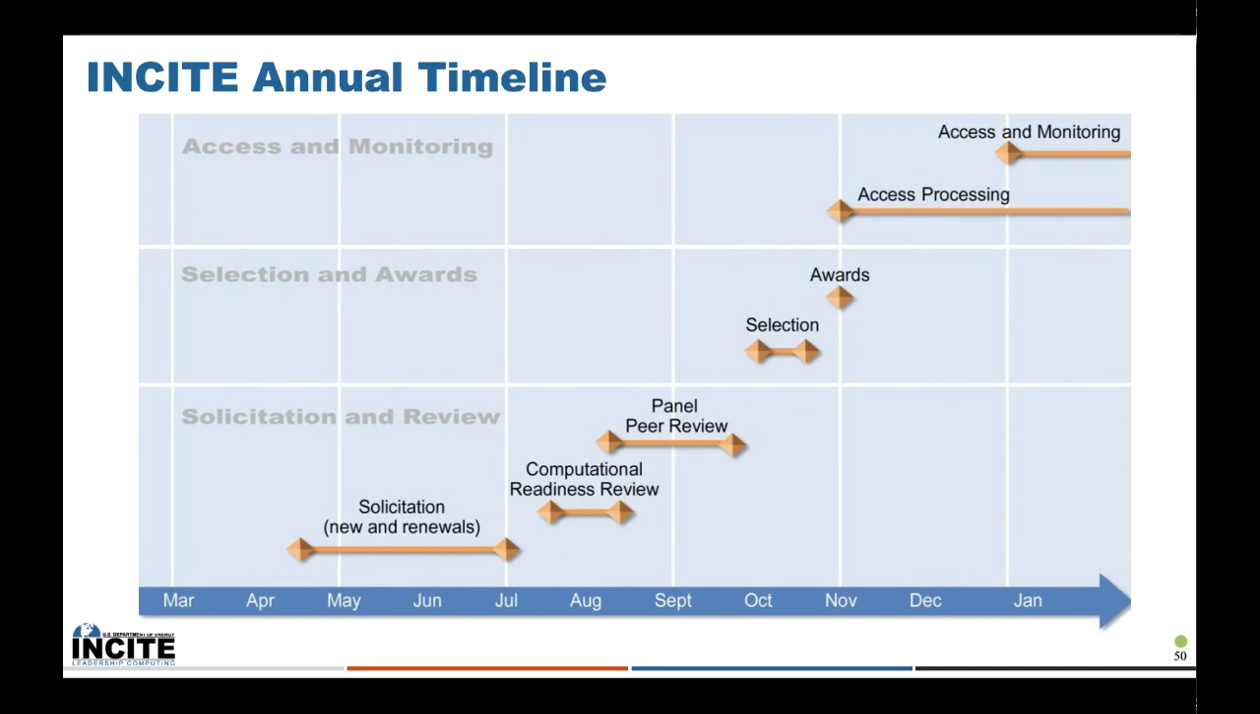So then right after solicitation, a computational readiness review process starts, which will be followed closely by external scientific panel peer review. The review process is usually done by the end of September, and the selection process starts right after the reviews are done, and usually takes place in October. During this period, several meetings are held by the selection committee at both leadership centers, and the awards are then announced typically in the beginning of November.